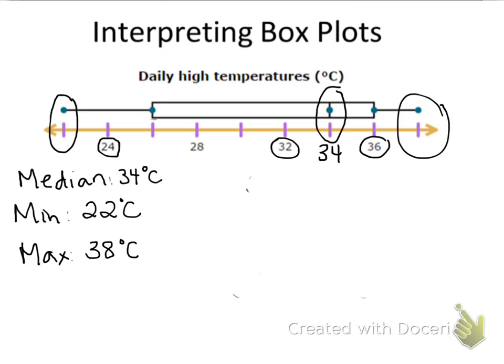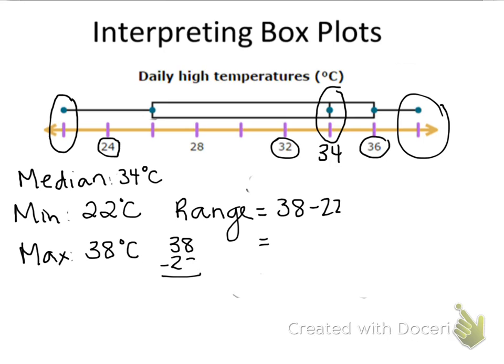Now, as I said before, we want to find the range of our data to see just how spread out it is, what the difference between the highest and the lowest temperatures would be. So we take the maximum, which is 38, and we subtract 22. You can do it over here on the side. 38 minus 22. 8 minus 2 is 6. 3 minus 2 is 1. So our range would be 16 degrees Celsius. And that means the difference between the highest daily temperature and the lowest daily temperature is 16 degrees Celsius.